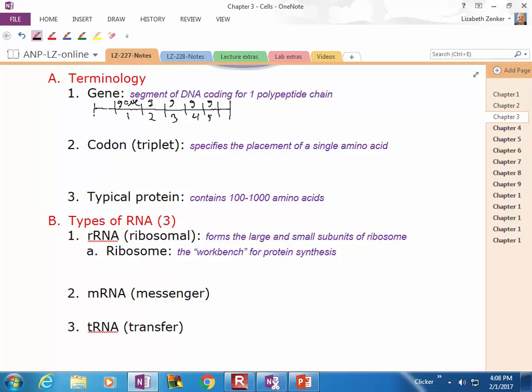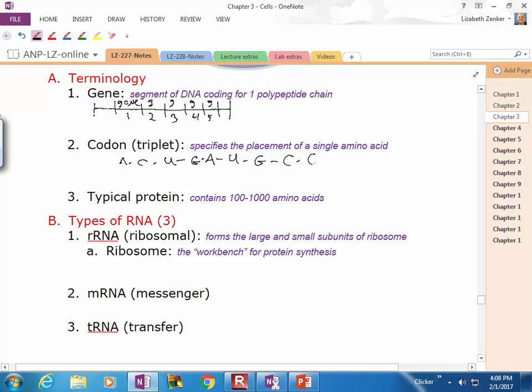So if we had, for example, A, C, U, G, A, U, G, C, C, A, A, and we have our covalent bonds in between, right? And because we see U's, what molecule is this? RNA. It's RNA. And if we were to break it up into triplets, we would see ACU would be codon number 1. GAU would be codon number 2. GCC would be codon number 3. AAA ends up being codon number 4, for example, right?